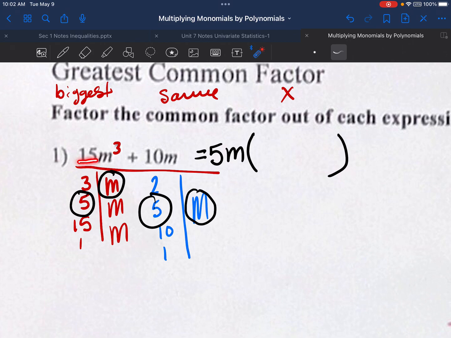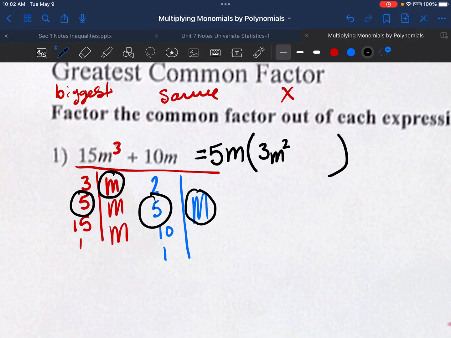So what's 15 divided by 5? Well, I know that that's going to be 3. And if I have 3 m's and I take away 1, how many m's do I have left? I'll have 2 m's, or m squared.